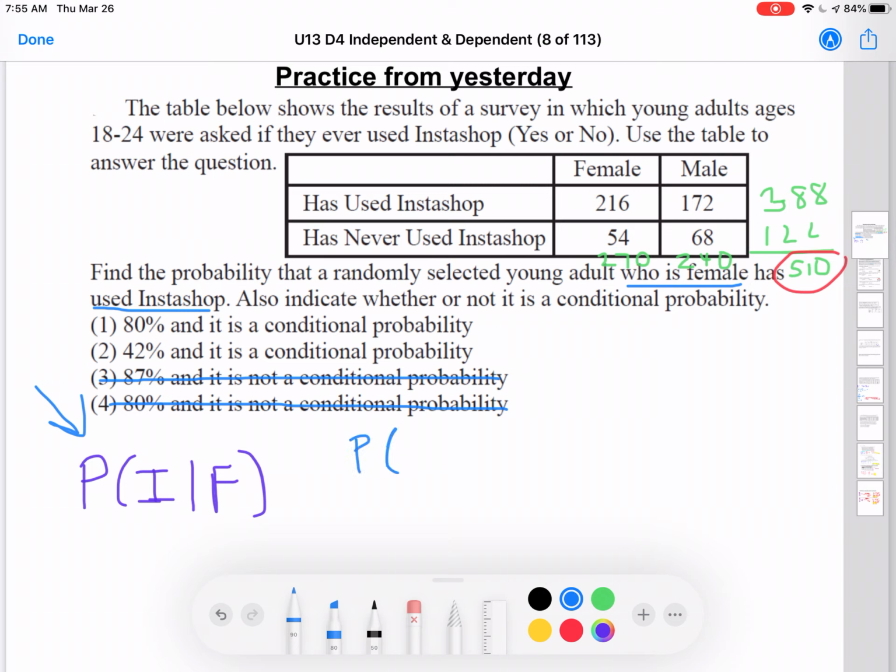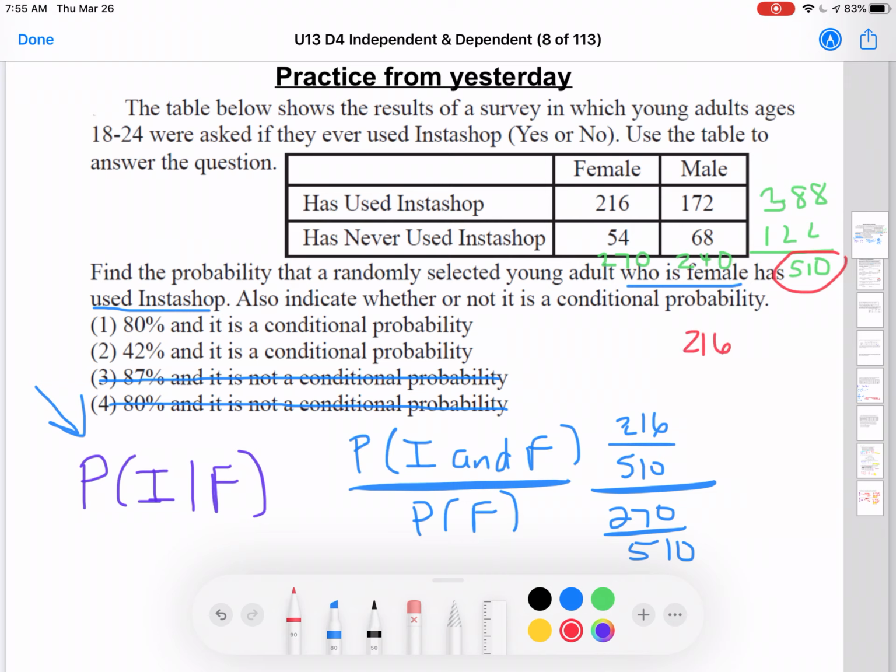Okay, so hopefully you changed it to probability of Insta and female divided by, remember, probability of female. So 216 over 510 divided by 270 over 510. Top, bottom, and you're left with, well, I'll just do it. Keep the top, multiply by the reciprocal of the bottom. These guys wipe out, which is nice to see every time. And we're left with this guy. And then we need to turn that into a percentage. So convert, in your calculator, and we do wind up with 80%.